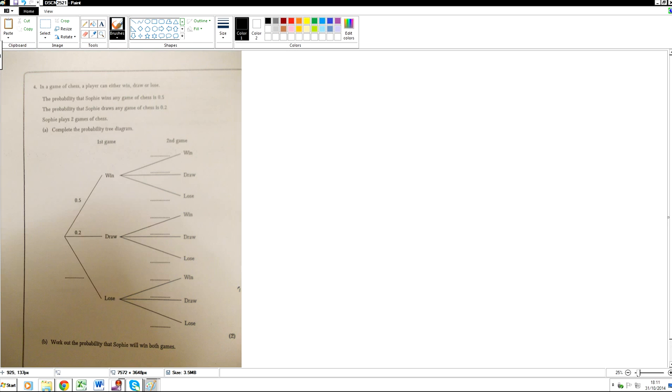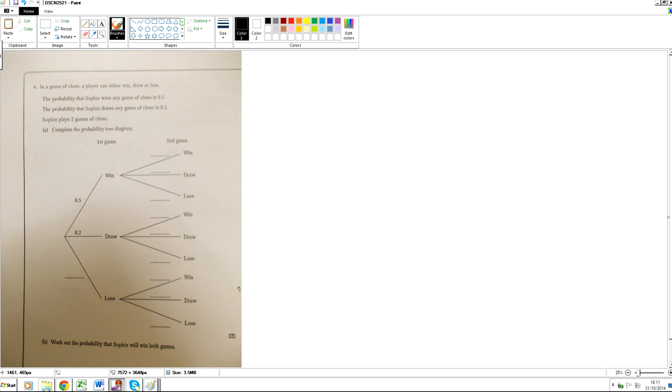Next question. In the game of chess, a player can either win, draw, or lose. The probability that Sophie wins any game of chess is 0.5. The probability that Sophie draws any game is 0.2. And Sophie plays 2 games of chess. Okay, so these events are, what do you call them? Independent. So the second layer of values is the same as the first layer, they don't change. So we have 0.5.